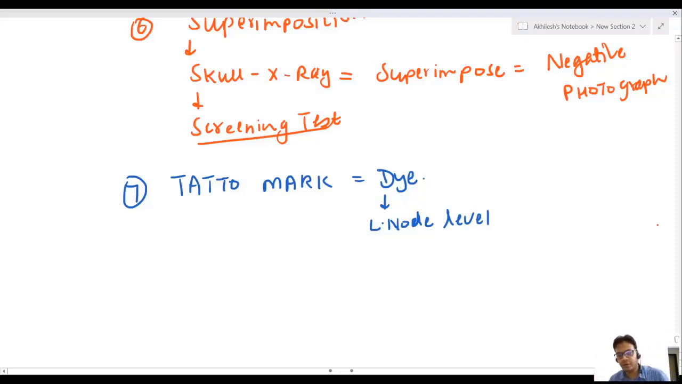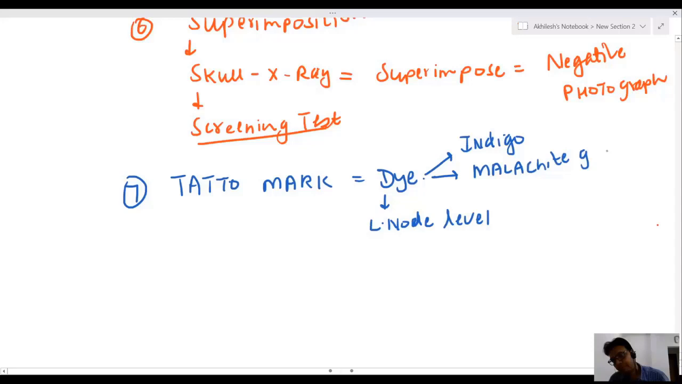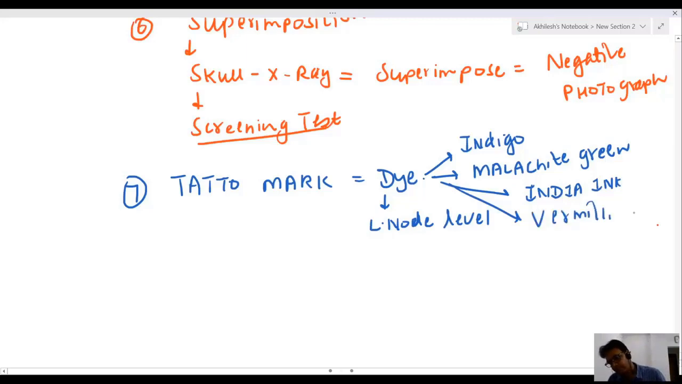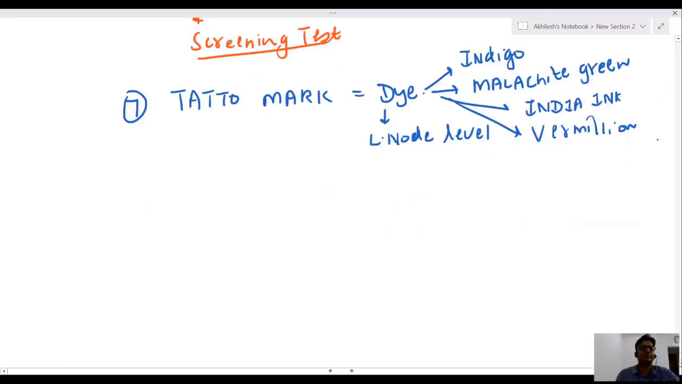There are many dyes used for tattoo marks, such as indigo dye, malachite green, India ink, and vermilion. This dye goes to the lymph node. So if you want to detect that dye, you just dissect the skin down to the lymph node level.